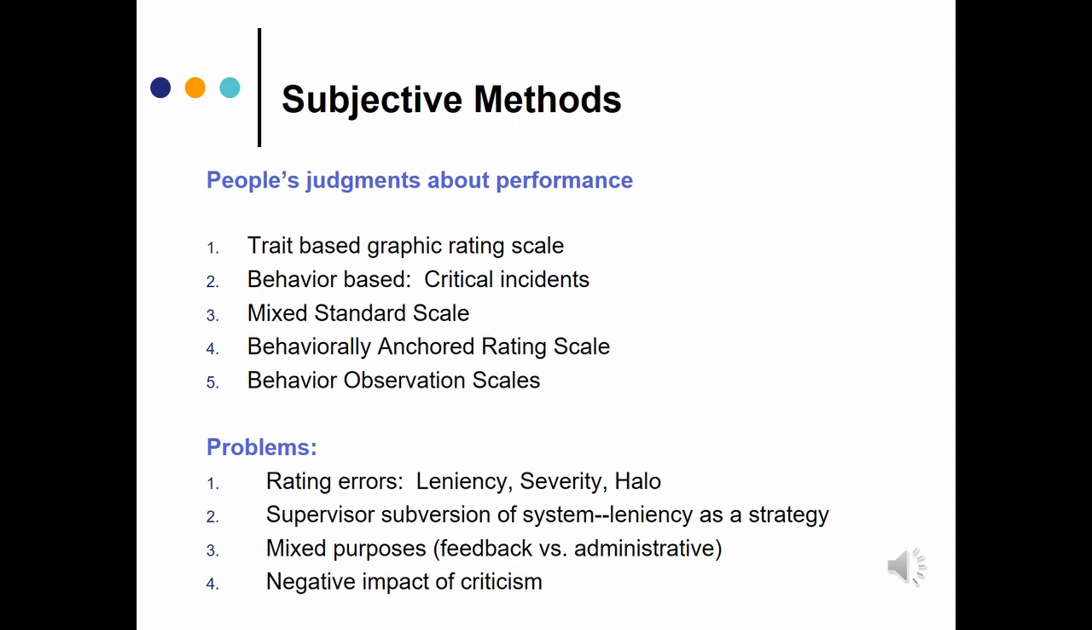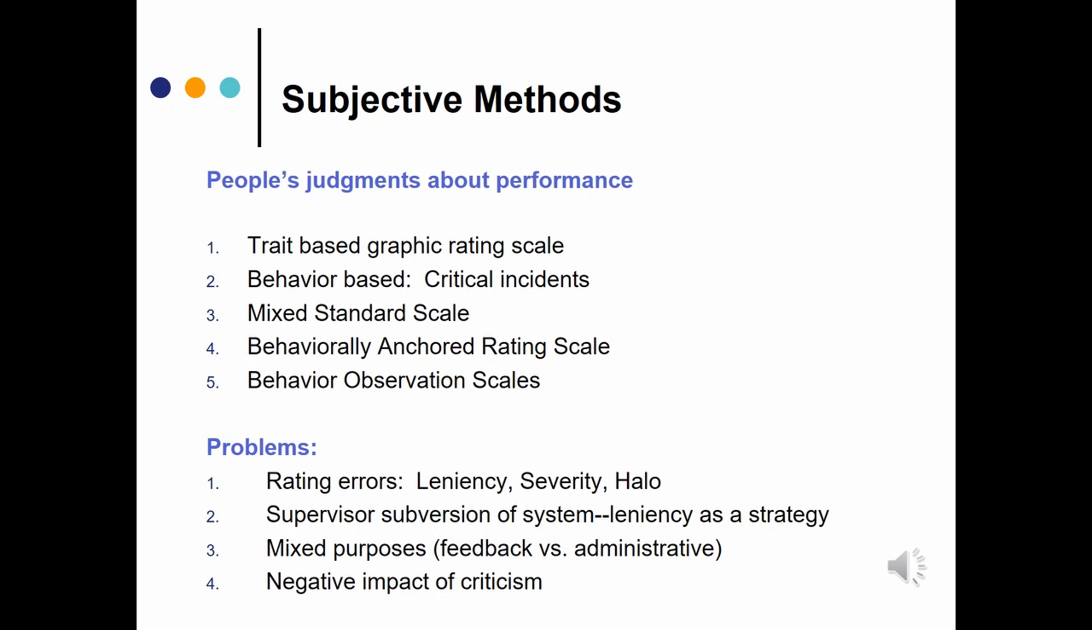Subjective results are the most frequently used means of assessing the job performance of employees. Most organizations require that supervisors complete annual performance appraisal rating forms on each of their subordinates. There are many types of rating forms that different organizations use to assess the performance of their employees.